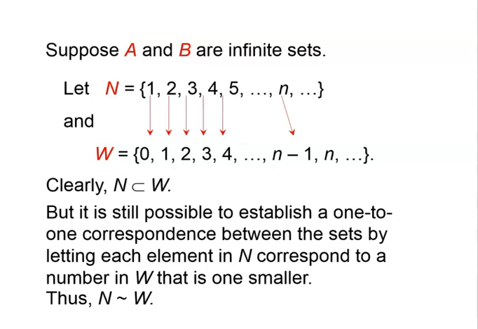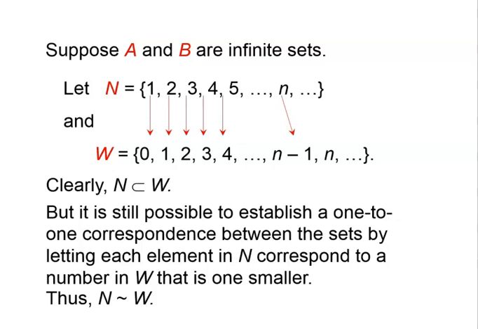But they're saying that we could find a one-to-one correspondence between these two. Even though it doesn't make sense, they don't have the same number of elements, do they? Because 0 is an extra guy. If you take the natural numbers and you combine that with 0, then you get the whole numbers. Okay, but notice they say it's still possible to establish a one-to-one correspondence between the sets by letting each element in N correspond to a number in W that is one smaller.